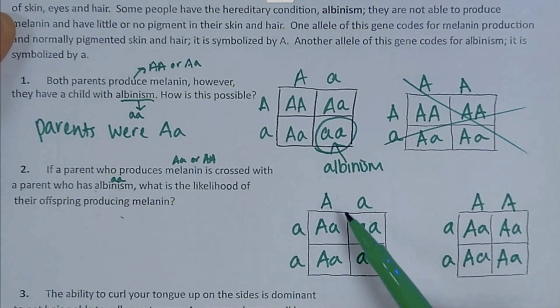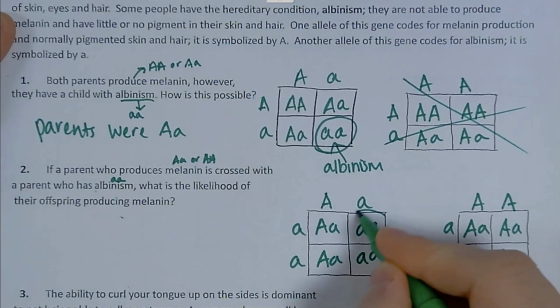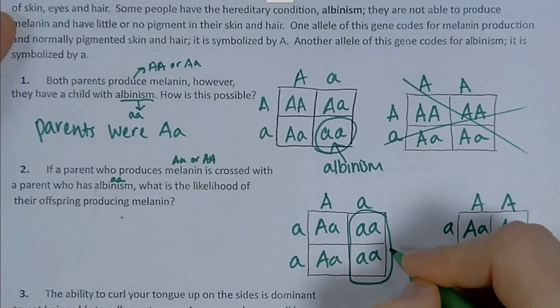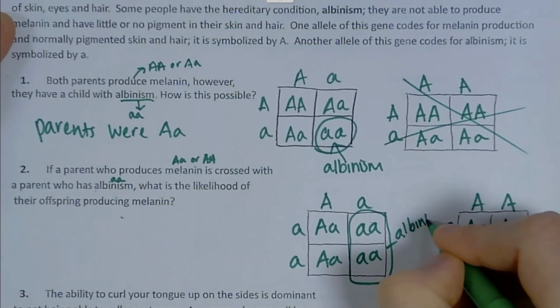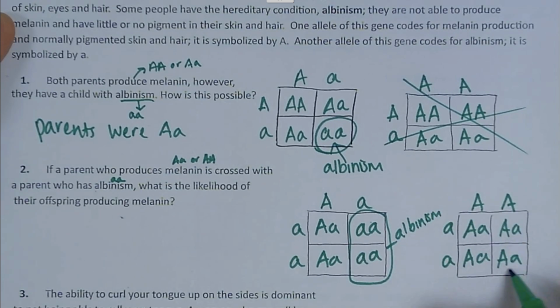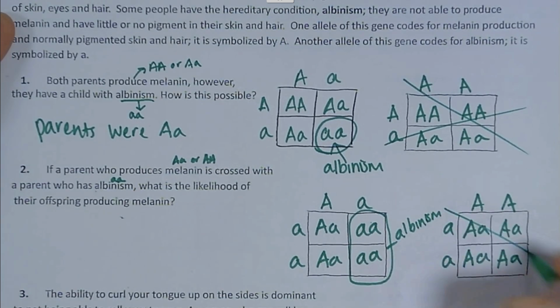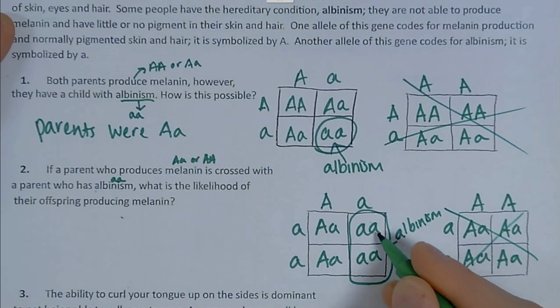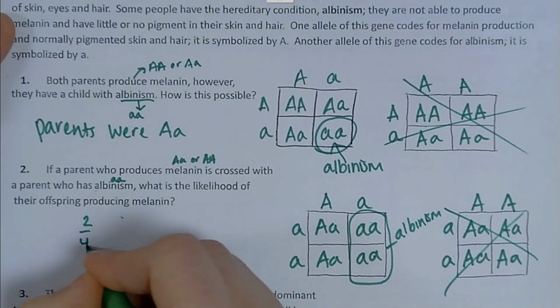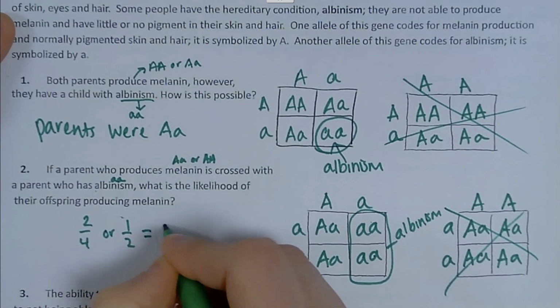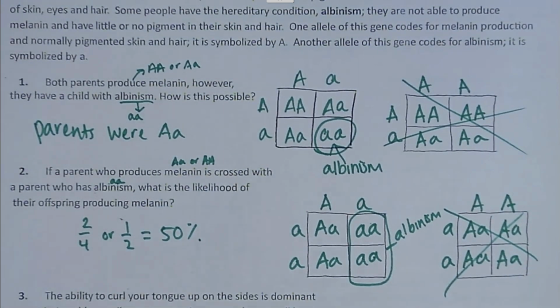All right, well, if we're looking at the homozygous parent 1, this right here would produce the albinism because it's recessive. However, here all this dominant would show through, so that's not possible. So 2 out of 4, or 1/2, which is 50% likelihood that that will happen. All right, let's do one more together.